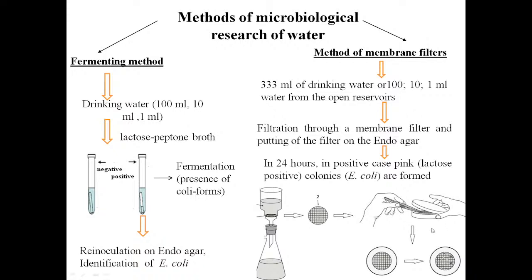Then we should count the amount of colonies. You know that a colony is a group of microorganisms that arise from one bacterial cell, the result of multiplication of one bacterial cell. So it means that we can count how many bacteria there were in the water that we collected.